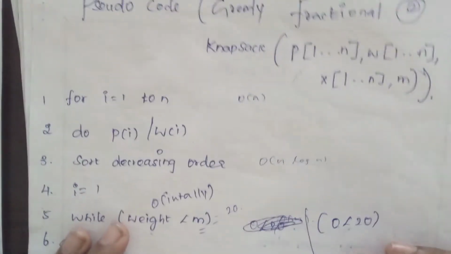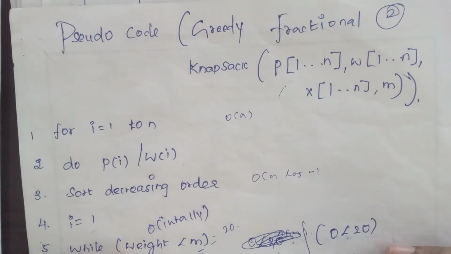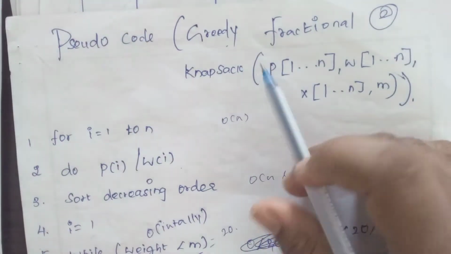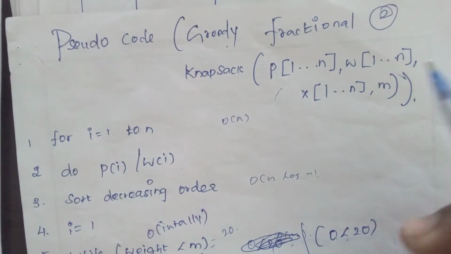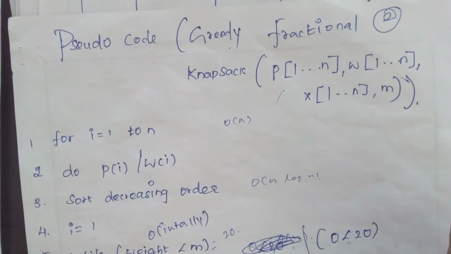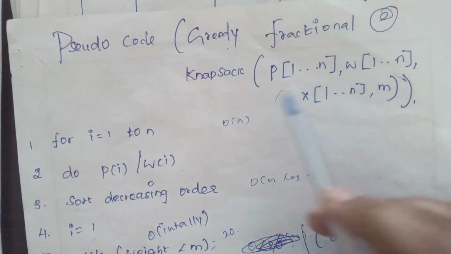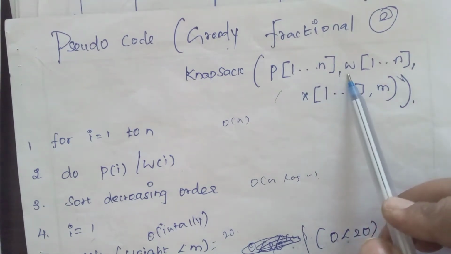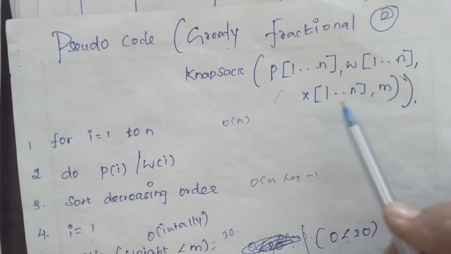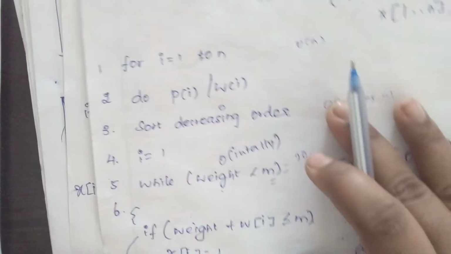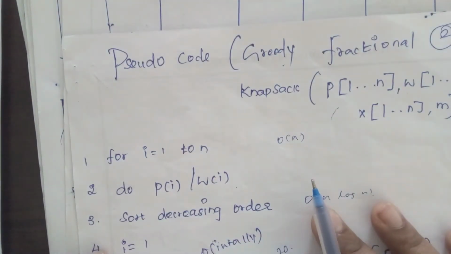See the pseudocode for greedy fractional knapsack. Why I am representing greedy is because it is completely based on the greedy technique, but the 0/1 knapsack problem is based on dynamic programming. So that's why I am representing it here. See the profit 1 to n terms, weight 1 to n terms, and x_i from 1 to n, and comma m. M is nothing but the capacity. See the pseudocode for the fractional knapsack problem.